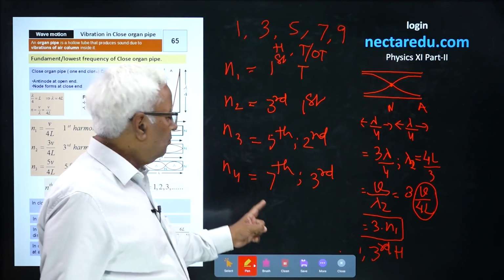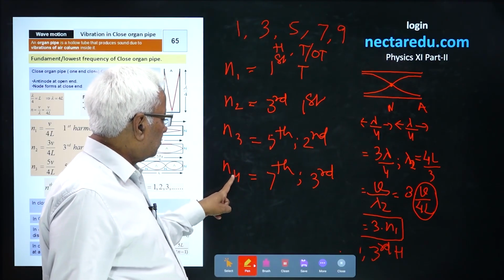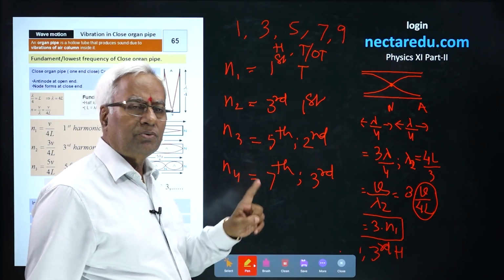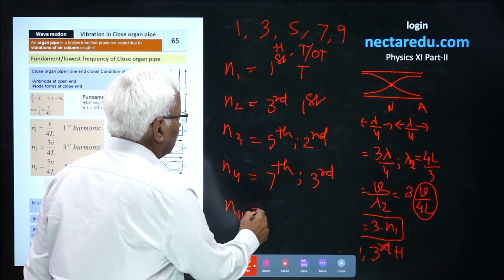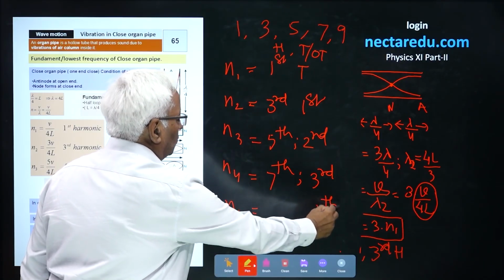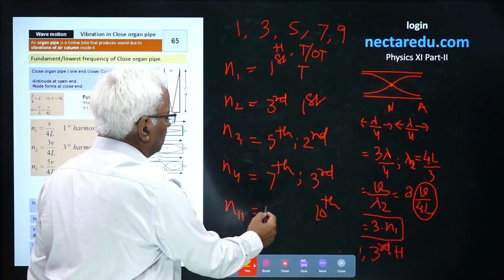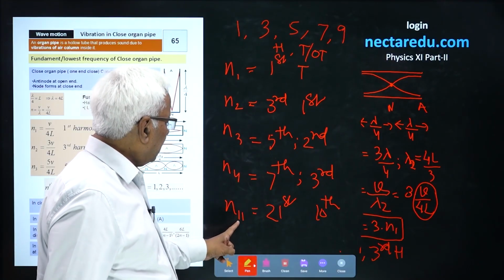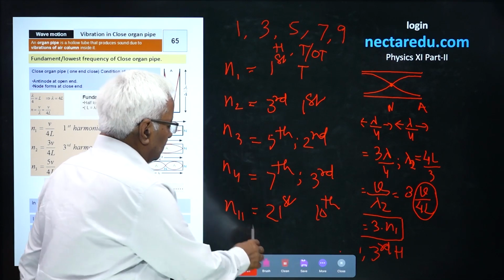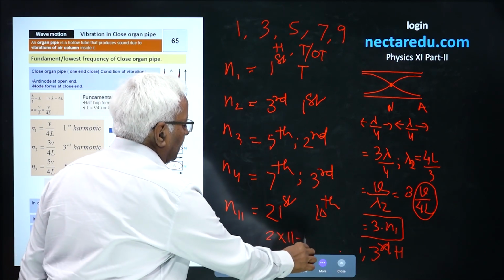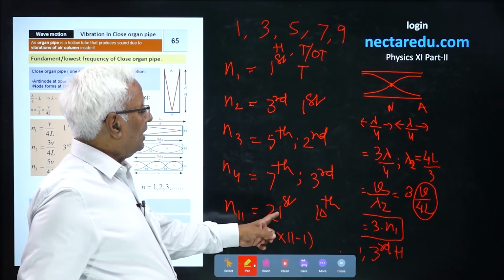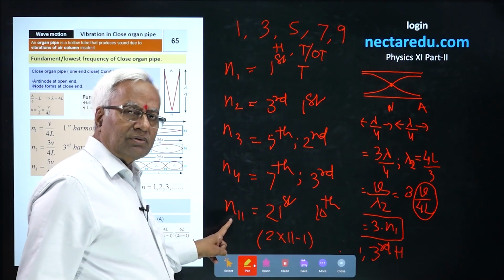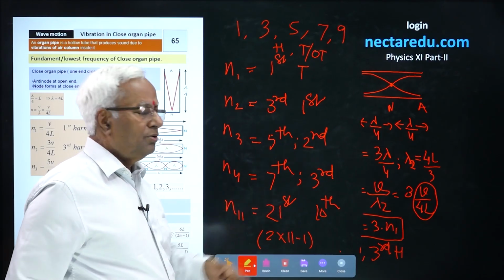While deciding overtone, you just reduce one from this serial. If it is N4, you will call it third overtone. Suppose it is N11, then you are going to call it 10th overtone, and moreover this is going to be 21st harmonic. For deciding the harmonic, you multiply this serial by 2. See, this is 11, then 2 into 11 minus 1. This is the way we decide the harmonic, but for deciding the overtone you have to reduce 1. If it is N4, then you call it third overtone.